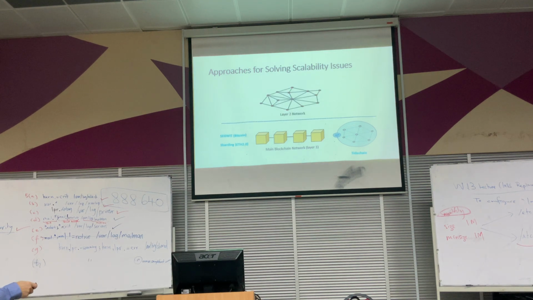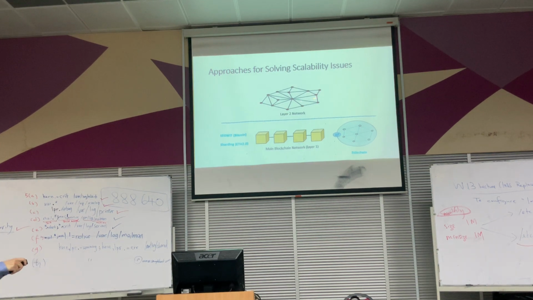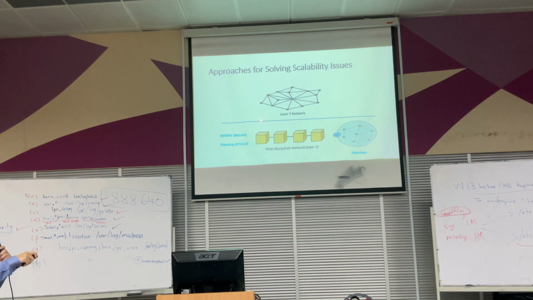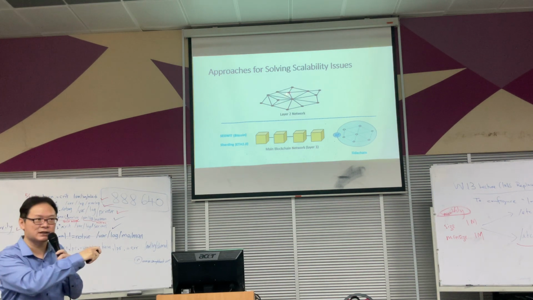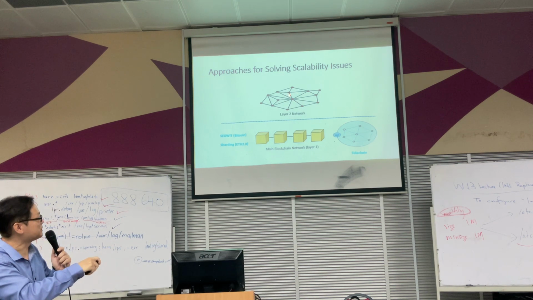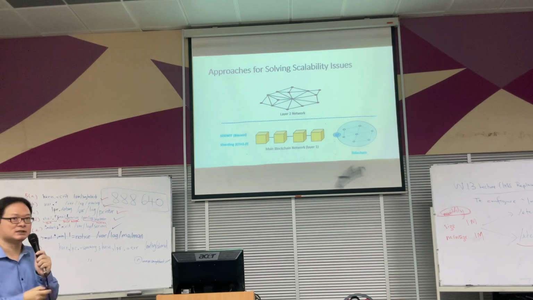Then we have another, layer two solutions, where we build another network on top of the main network, right? You need to have one initial transaction here, and then you can do all the transactions in your layer 2 network. Then you just bundle all the transactions into one single transaction and commit back to your main network. This is how it works, right?